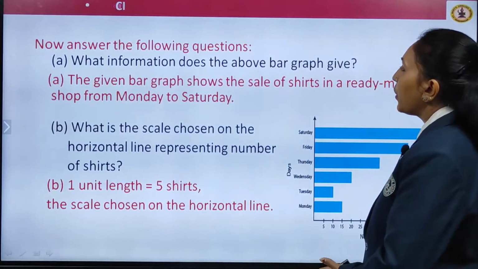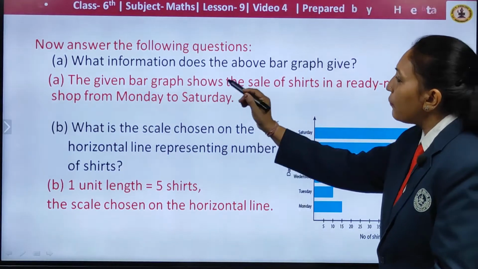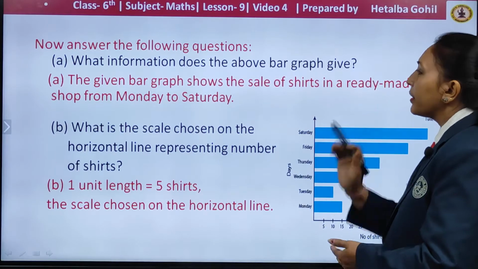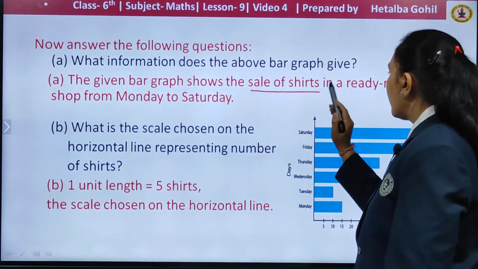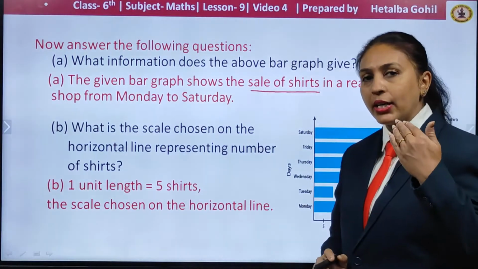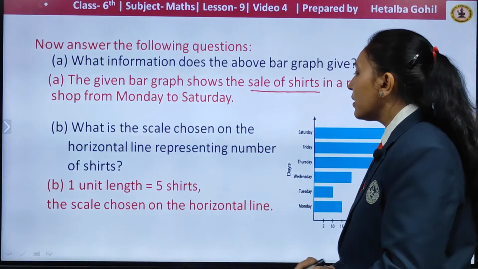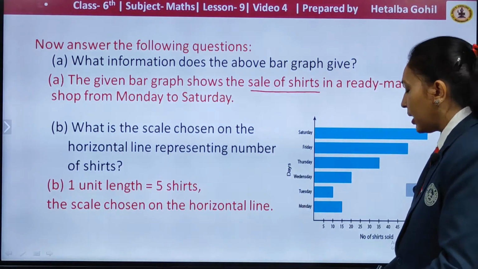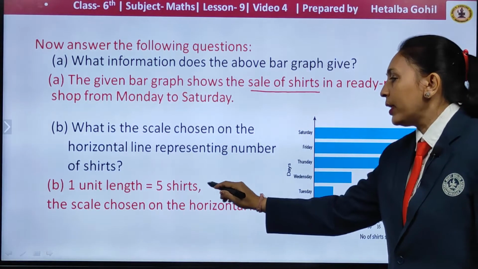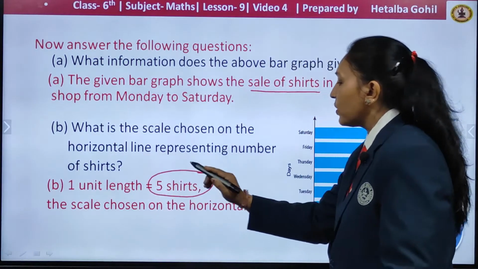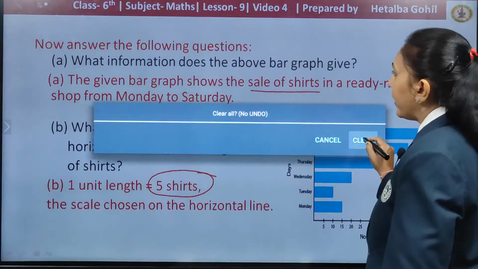Now answer the following questions based on the given bar graph. What information does the above bar graph give us? Let us answer. The given bar graph shows the sale of shirts in the ready-made shop from Monday to Saturday. Now, what is the scale chosen on the horizontal line representing the number of shirts? On the horizontal line, how many shirts is one unit, children? One unit we have taken as 5 shirts.